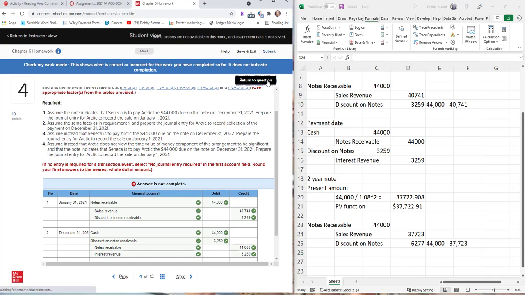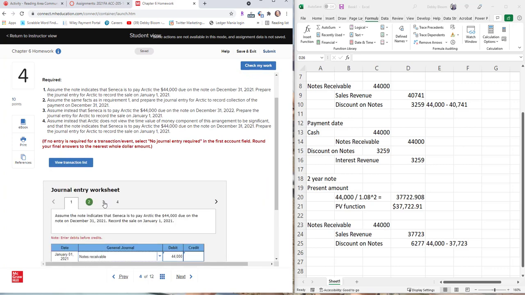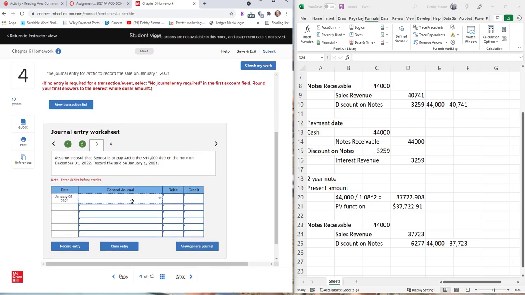So going back to the question, putting in now our part 3, we're going to have a debit to notes receivable. We're going to have a credit to our sales revenue and a credit to our discount on notes receivable. So the debit is 44,000. The credit to sales revenue, 37,723, and discount on notes receivable, 6,277.